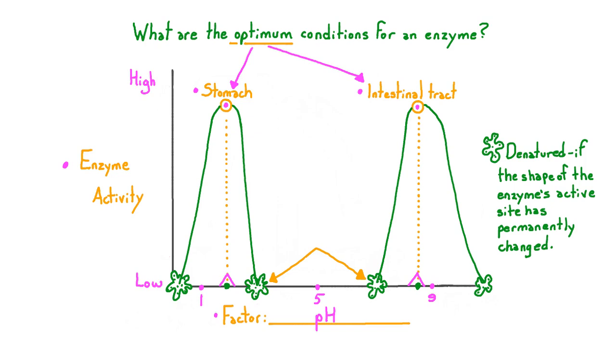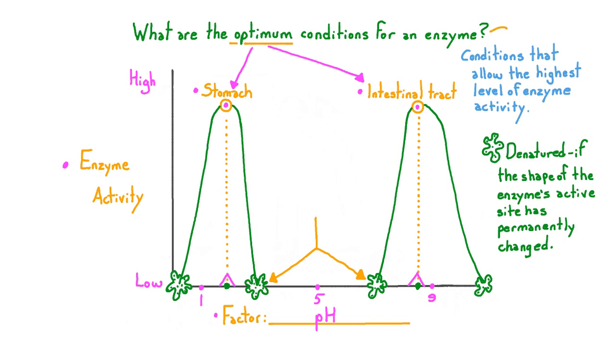But if the enzyme activity drops to zero because the active sites of the enzymes have permanently lost their shape, then they're denatured. So the optimum conditions for an enzyme are the conditions that allow the highest level of enzyme activity.